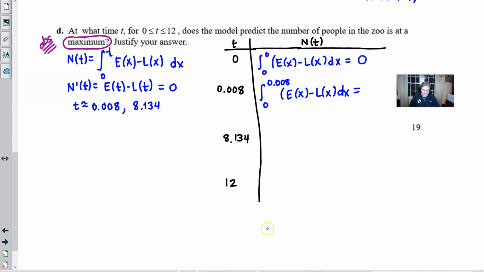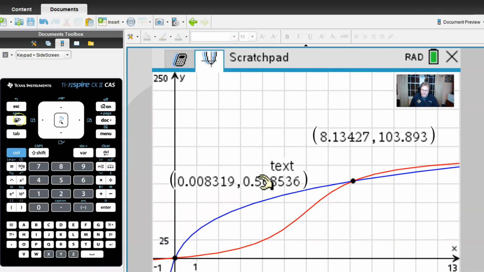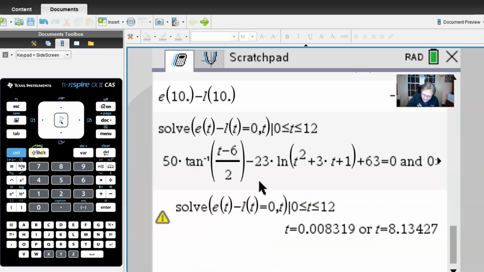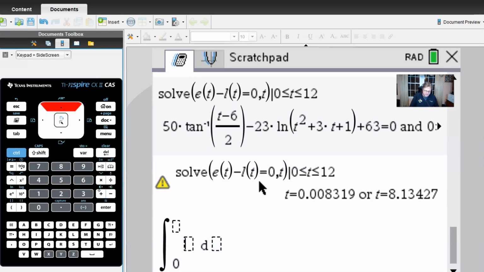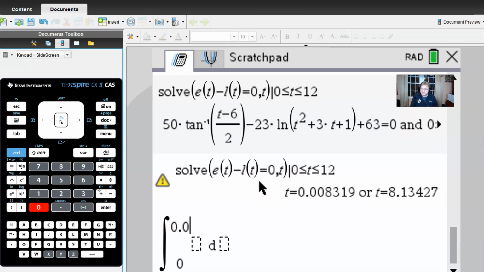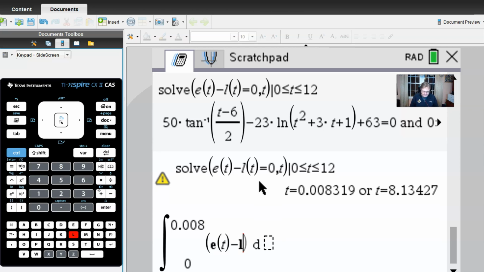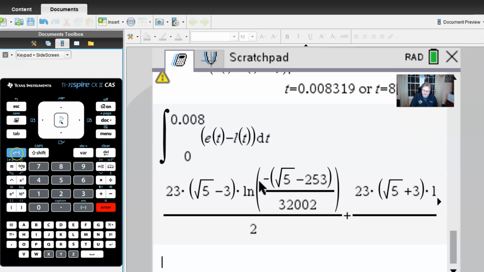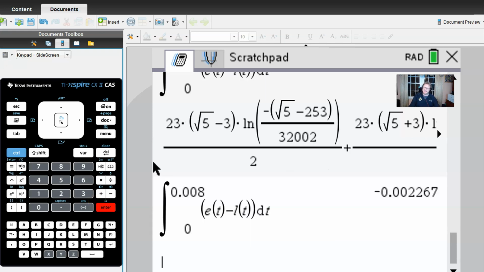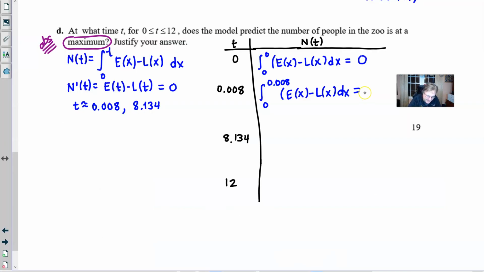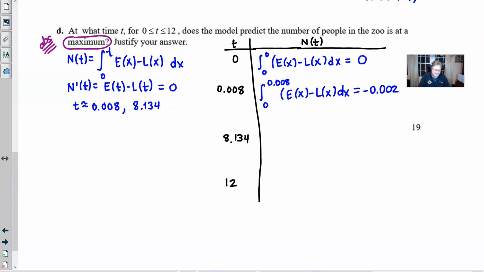And we can do that by just simply going back to the calculator and taking our shift plus integral from 0 to 0.008, and then we just enter our e of t minus l of t. Remember, my functions are in terms of t. If I hit enter and then control enter, I've got the result. Doesn't seem very logical that this would be a max, negative 0.002. It's kind of like a false reading in a way, but it is something that is checkable, but we're going to dismiss this as possibly being our max.